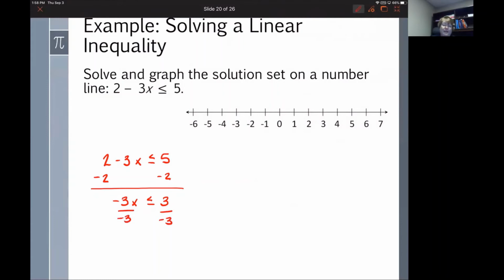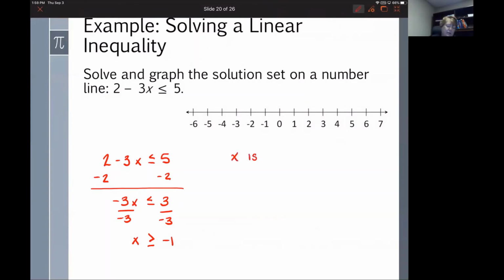And as soon as I divide by a negative, I go down there and I turn my inequality symbol around. So what do we have? X is greater than or equal to -1. And it's greater than or equal to, the arrow points to the smaller number, or it opens to the bigger number.